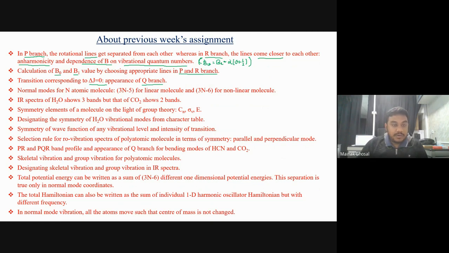Next, the normal modes of vibration were discussed for a polyatomic molecule: 3n minus 5 vibrations for linear molecules, and 3n minus 6 vibrations for non-linear molecules. For water, it was shown that 3 bands will be there because water is a non-linear molecule. If you put n equals 3 in the formula 3n minus 6, 3 into 3 minus 6 gives you 3. That means there will be 3 bands, and it is also observed for water as 3 bands.